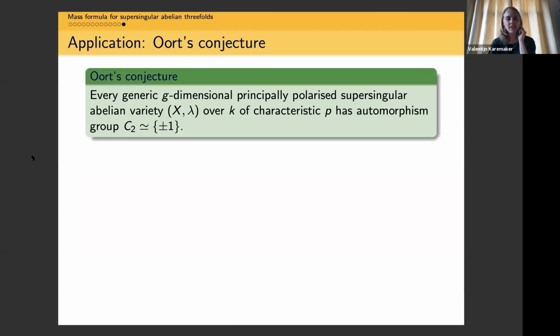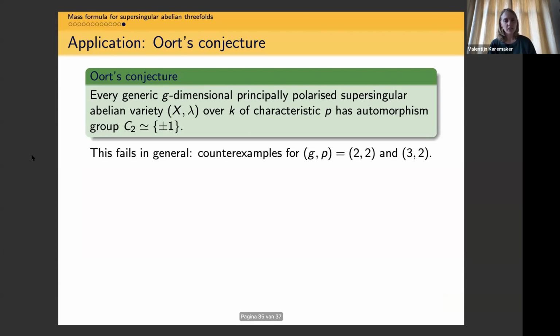The answer is yes, we can use it to study Oort's conjecture. So this conjecture says the following thing, that every generic g-dimensional principally polarized supersingular abelian variety over K of characteristic P has automorphism group plus minus 1, so as small as it can be. And this is interesting because it's known for ordinary varieties, but it's not clear for supersingular ones. We do know that it's in general false because there are counterexamples in characteristic 2 for dimension 2 and 3 due to Ibukiyama and Oort.